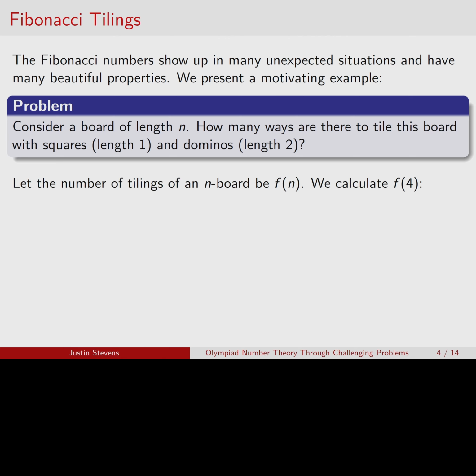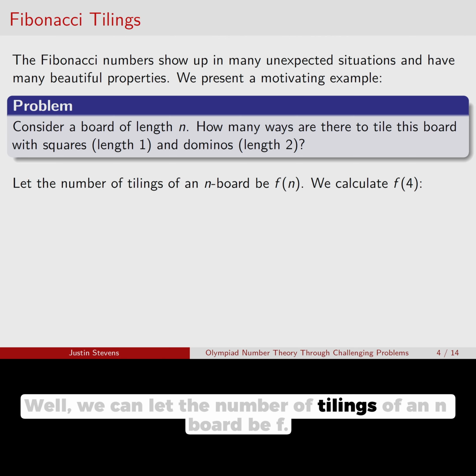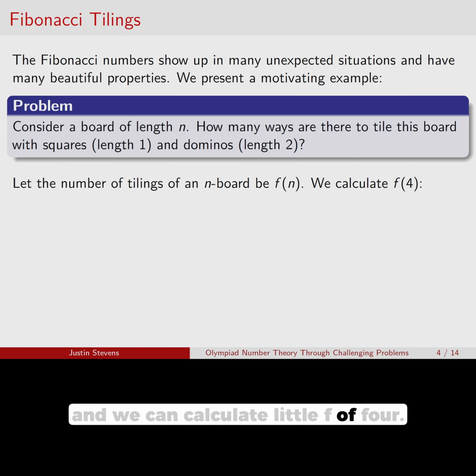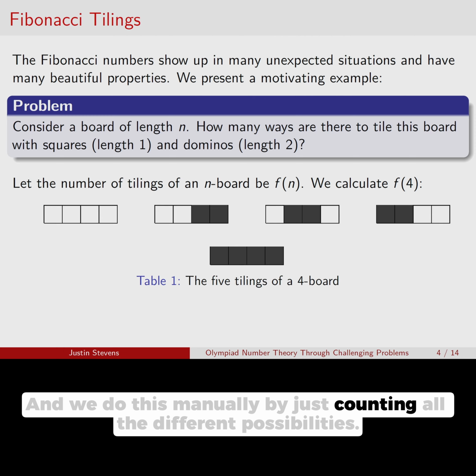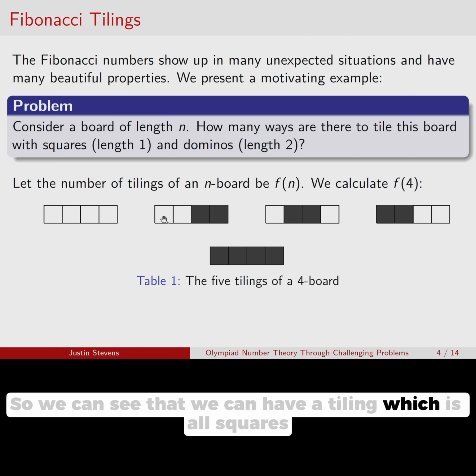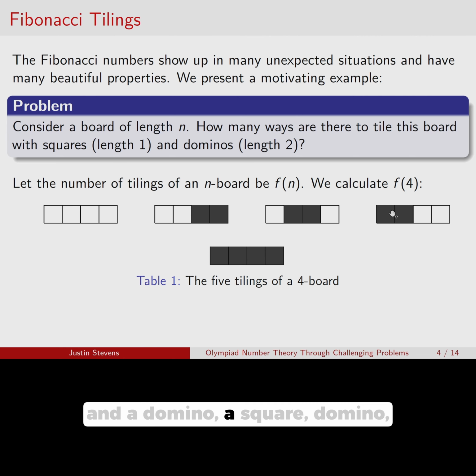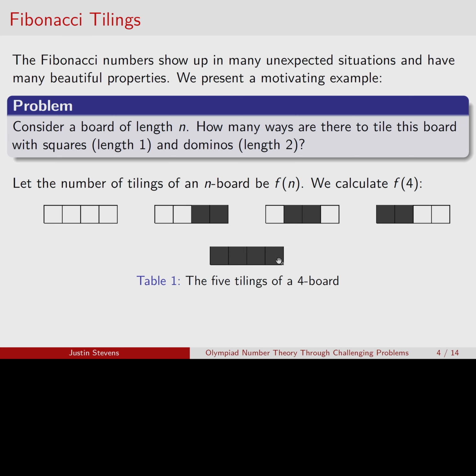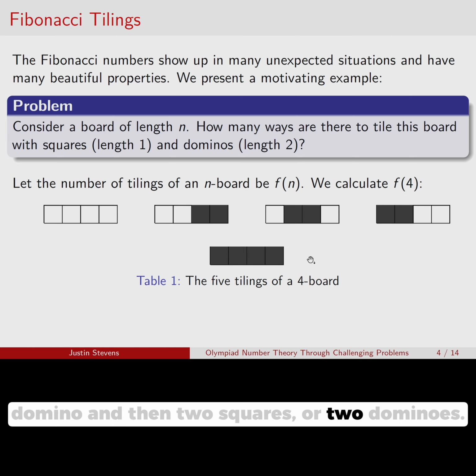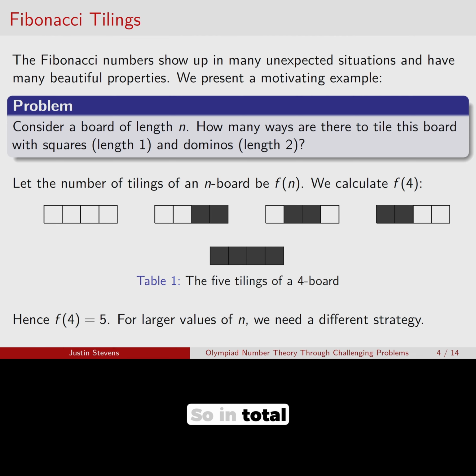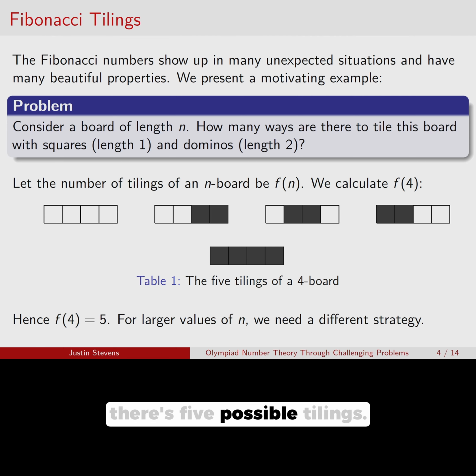Well, we can let the number of tilings of an n board be little f of n, and we can calculate little f of 4. And we do this manually by just counting all the different possibilities. So we can see that we can have a tiling which is all squares, we can have a tiling which is 2 squares and a domino, a square, domino, square, domino and then 2 squares, or 2 dominoes. So in total, there's 5 possible tilings.